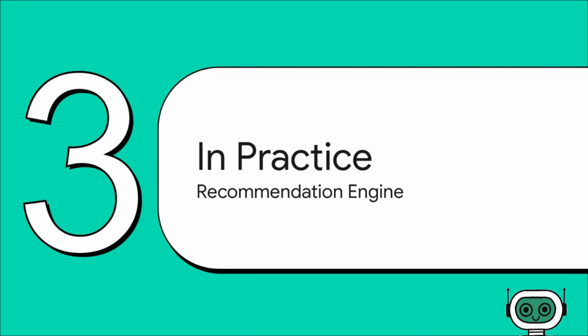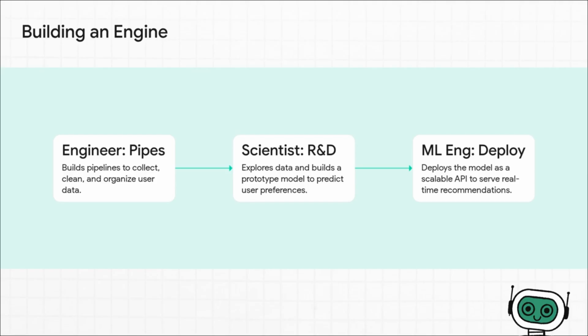All right, so how does this whole factory actually come together on a real project? Let's use a classic example, building a recommendation engine for an e-commerce website. So, step 1, the data engineer builds the pipes. They collect all the raw user clicks and purchase histories, then they clean, transform, and organize all that data into a central warehouse. The factory now has its raw materials.